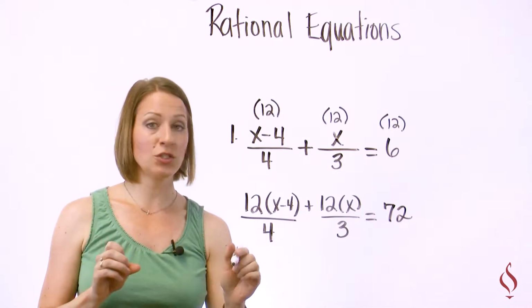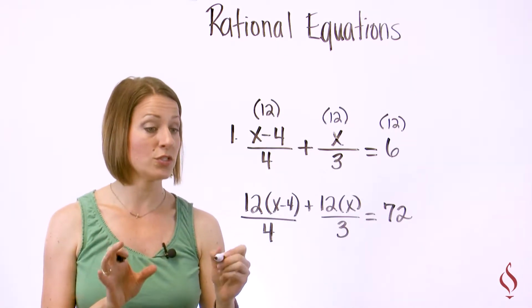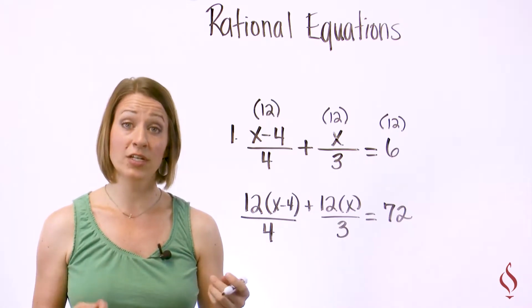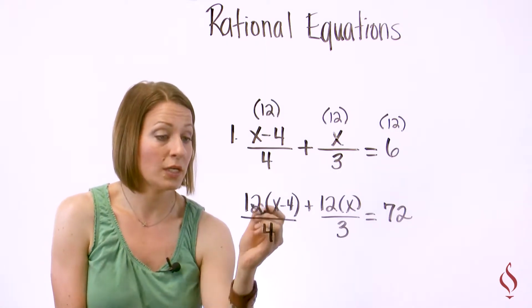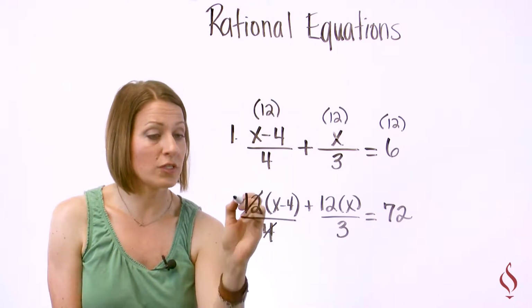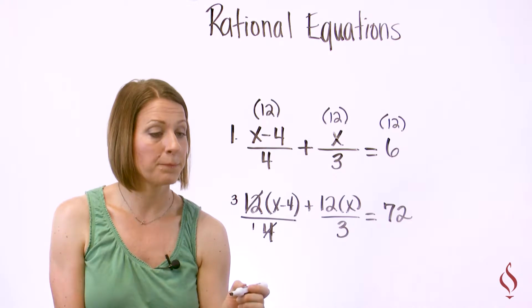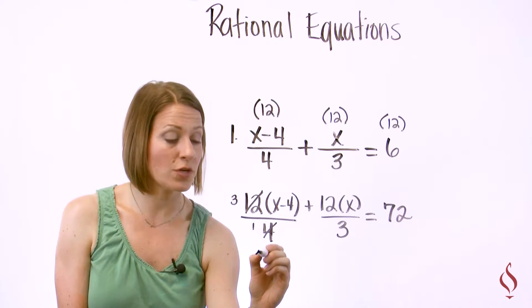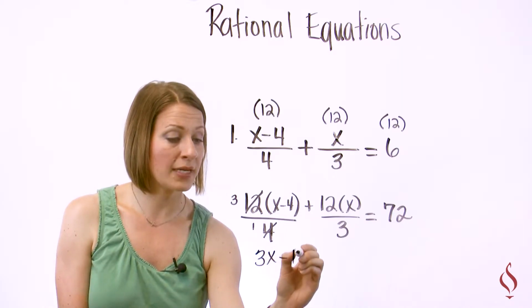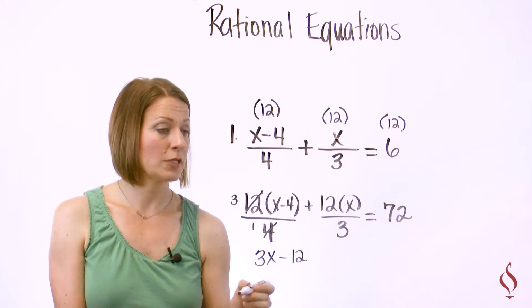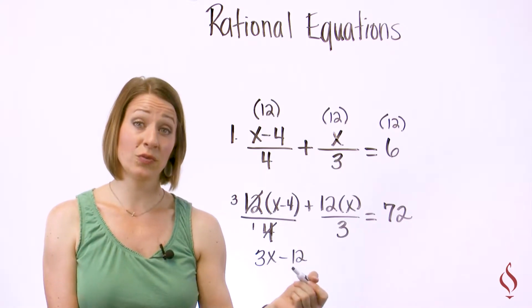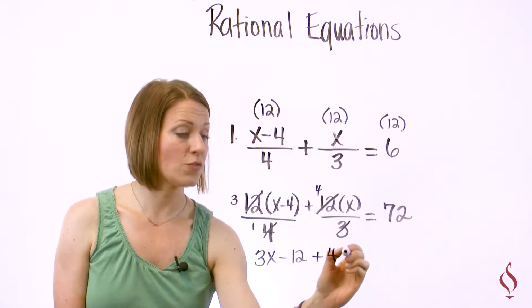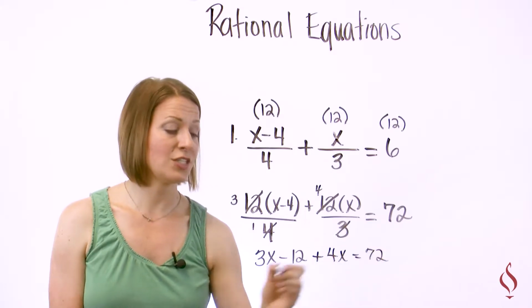Now, you may be tempted to use the distributive property, but I don't want you to do that yet. The first thing I want you to do is to reduce the fraction so that the denominator is 1. This first one, the 12 and the 4, simplifies to 3 and 1. Okay, so now we're going to multiply this 3 times x minus 4 to get 3x minus 12. Okay, the next fraction, the 12 and the 3, simplify to 4 and 1, leaving that with plus 4x equals 72.